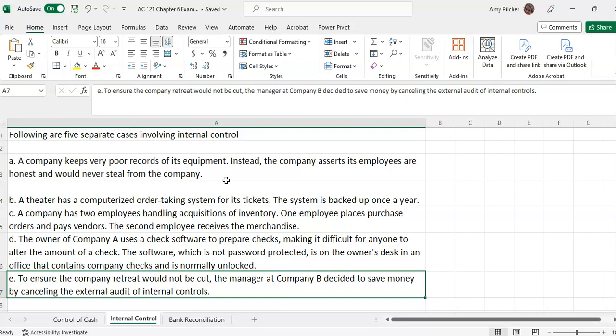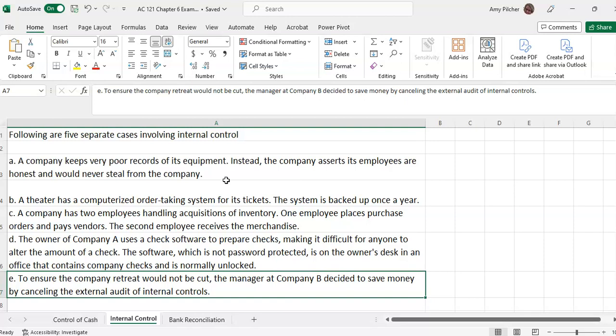Okay. The owner of Company A uses a check software to prepare checks, making it difficult for anyone to alter the amount of a check. Good. The software, which is not password protected, there's the problem, is on the owner's desk in an office that contains company checks and is normally unlocked. So this is also applying a technology control where all systems should be password protected, and only people who need access to them should have access to them.